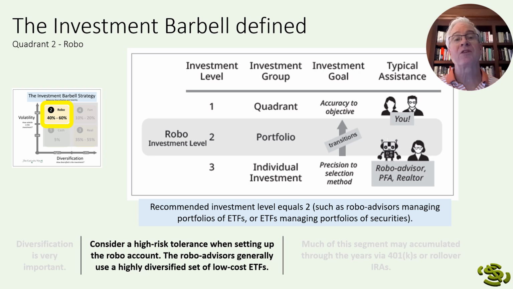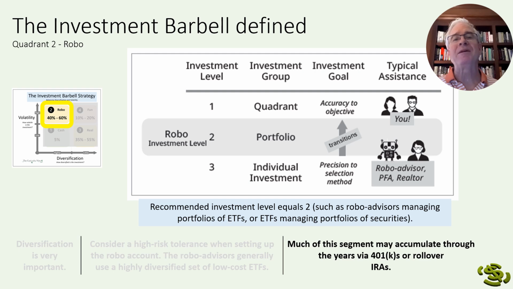Consider a higher risk tolerance when setting up the robo account. The robo advisors generally use a highly diversified set of low-cost ETFs, but be realistic. If you lose sleep because the volatility is just too high, then pick the highest volatility you are comfortable with. Over time, you can increase volatility as you get more comfortable. Remember, we're using a progress, not perfection mindset.